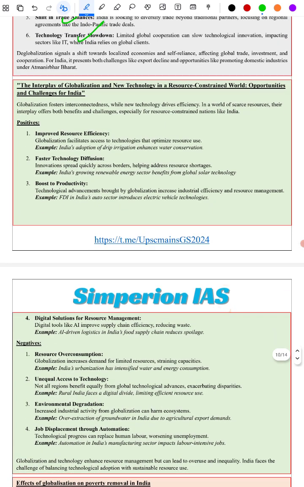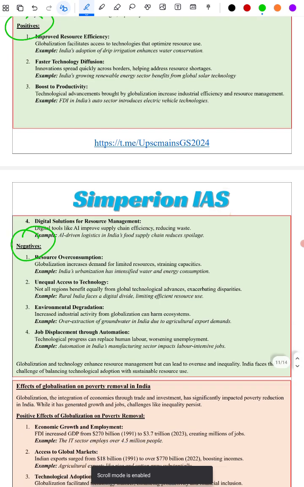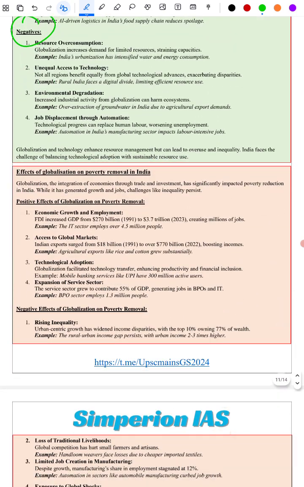Next, we have discussed a PYQ question, that is interplay of globalization and new technology in the resource constrained world, opportunities and challenges for India. So interplay of globalization and new technology, we have taken 4 positives and 4 negatives. This is a PYQ question. Next is impact of globalization on the poverty removal in India. We have taken the positives and negatives. We have discussed 4 points each.